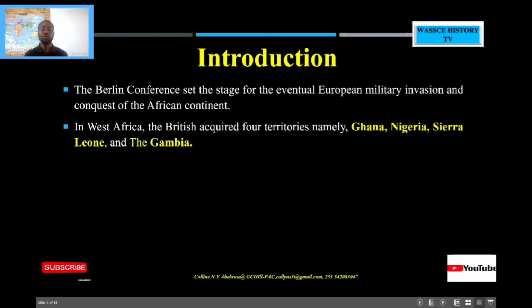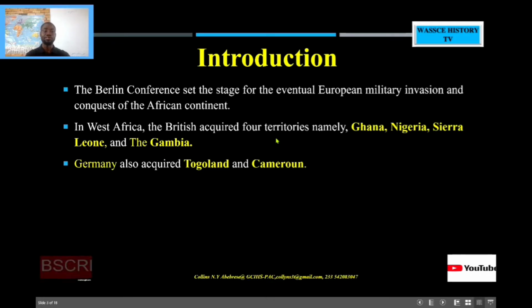These were the 4 colonies for the British, and they can ask you a question on this just to trick you: which among these countries was not a colony of Britain? So you should take notice of that.